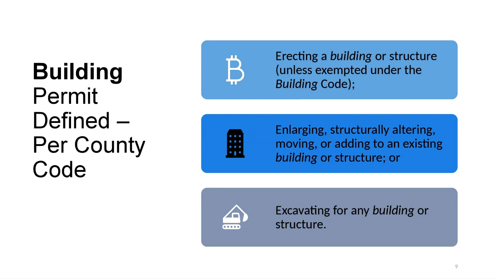When a person is required to obtain a building permit is defined by the Prince George's County Code. A building permit is defined as erecting a building or structure, unless exempted under the building code, enlarging, structurally altering, moving, or adding to an existing building or structure, or excavating for any building or structure.